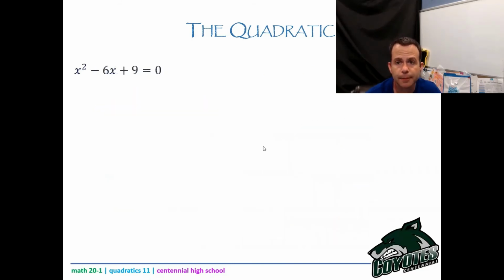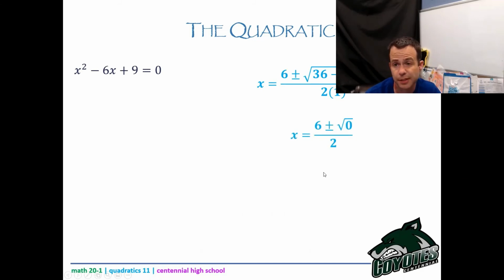The second example, I've got x squared minus 6x plus 9 equals 0. Again, we're using the quadratic formula. A is 1, B is negative 6, C is 9. I plug in all those numbers. I get what's underneath the square root as 1 number, which happens to be 0 here. The square root of 0 is 0, so I'm left with 6 over 2, which is just 3.